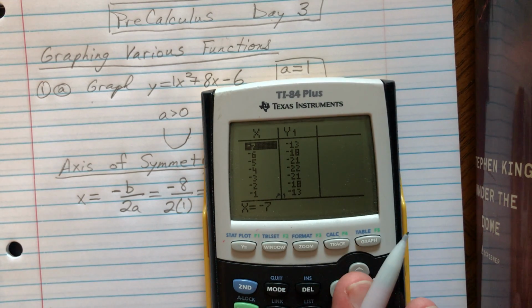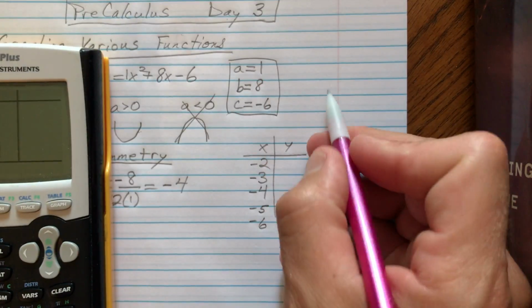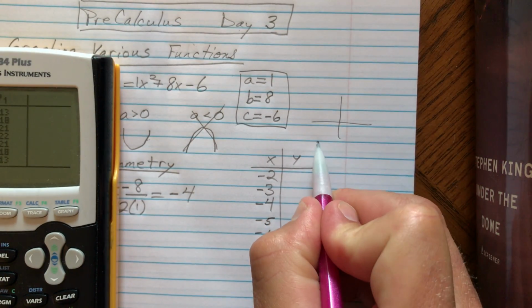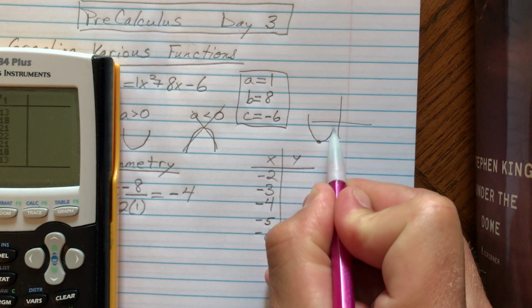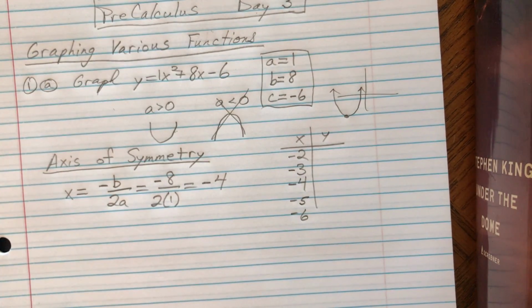The vertex is negative 4, negative 22. So you could just make a rough sketch from there. Negative 4, negative 22, and so on. It's going to kind of look like this. All right, let's try the next page.